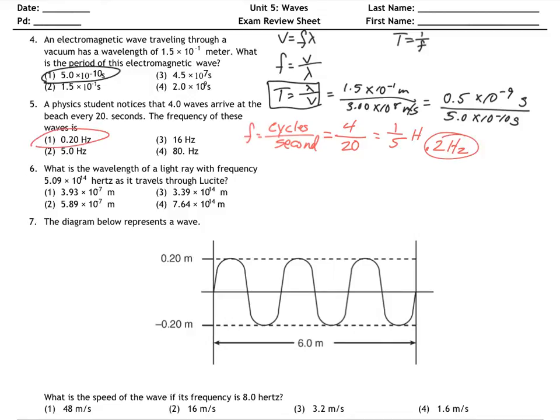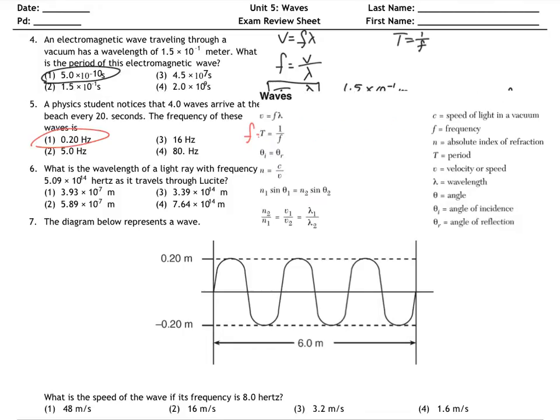Number 6, what's the wavelength of a light ray with a frequency of 5.09 by 10 to the 14th hertz as it travels through lucite? So for this question, I recommend the use of two equations, v equals f lambda and n equals c over v.